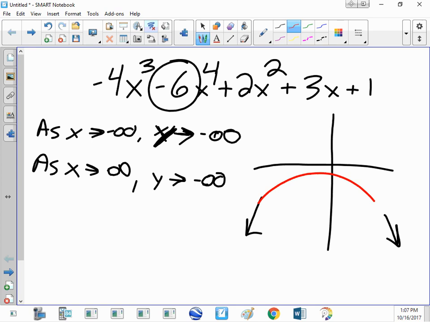It could be that. It could be this. What else could it do? It could be a W and hit 4 times. We're not sure. But we know that the end behavior is left, down, right, down. Does that make sense? All right, let's see if that covers everything we need to talk about.